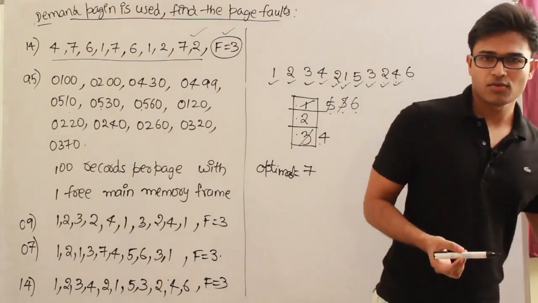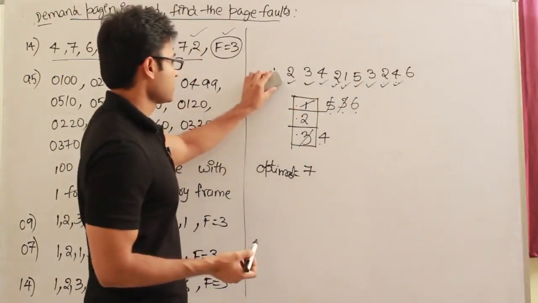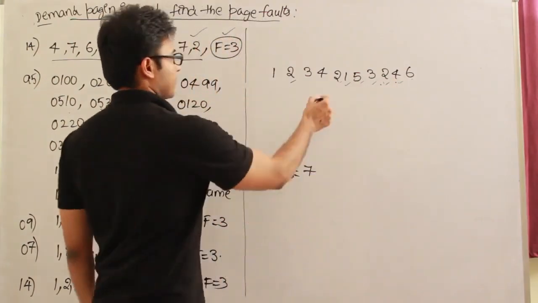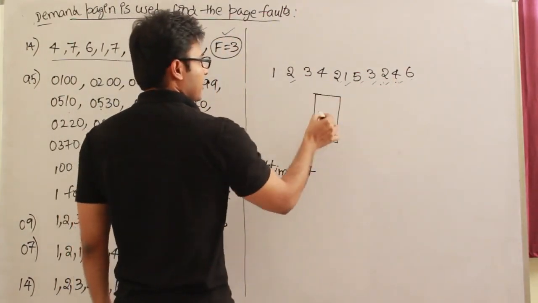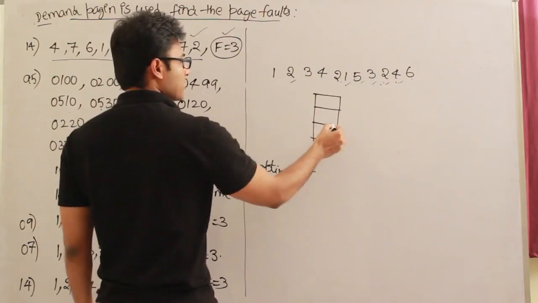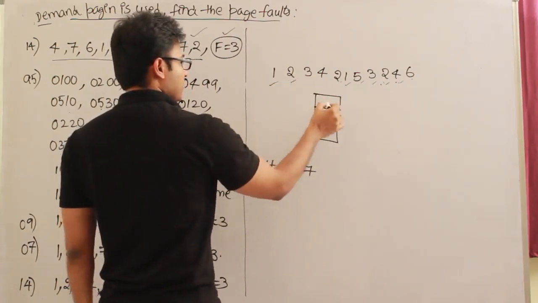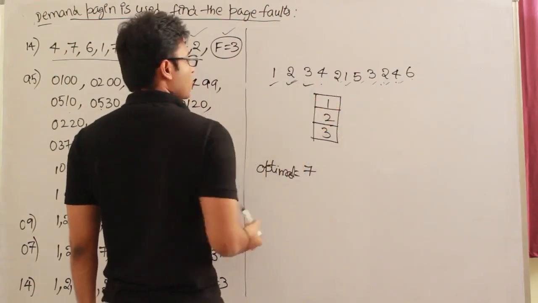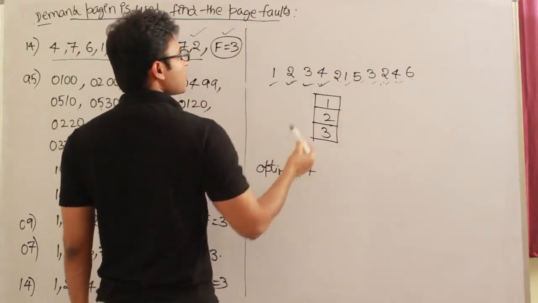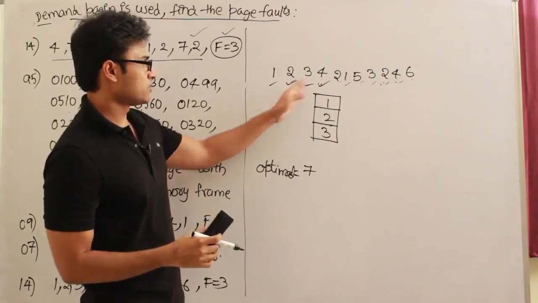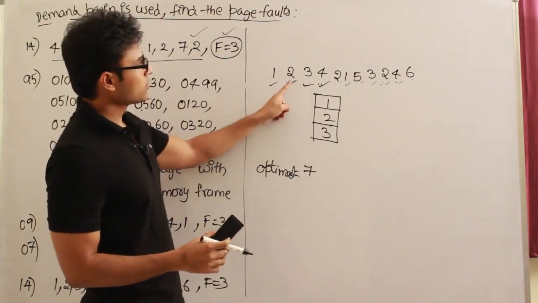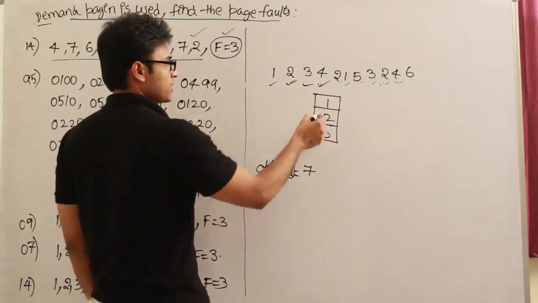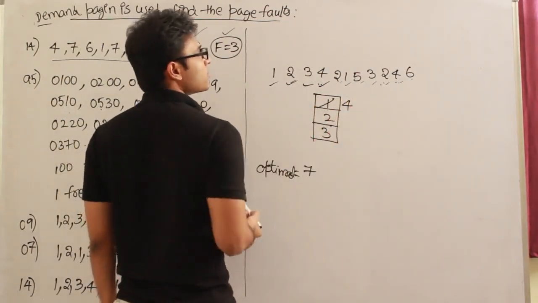Now let's see how LRU works, least recently used. The number of frames is always 3 here. So 1 is loaded, 2 is loaded, 3 is loaded, and now we want 4. Which one are you going to replace? If you watch the history, 3 is most recently used, 2 is next most recently used, but 1 is least recently used. Therefore we are going to replace the least recently used 1.